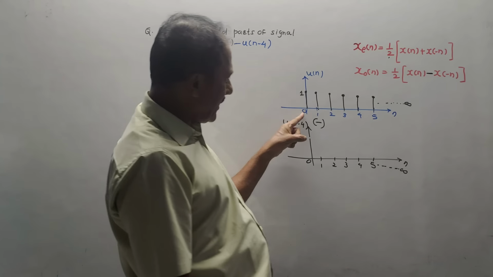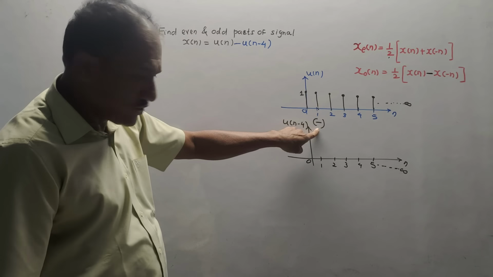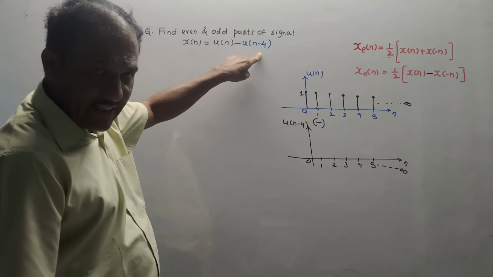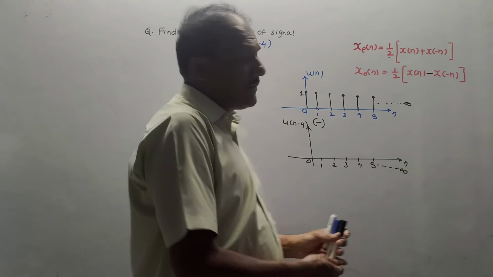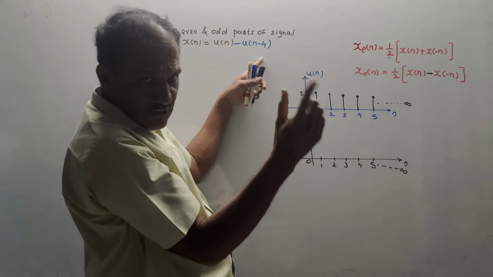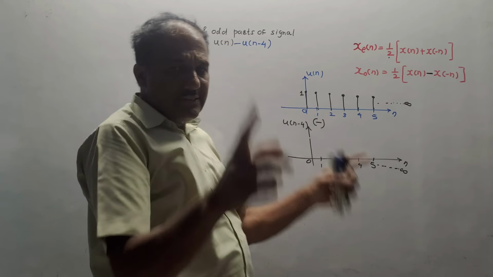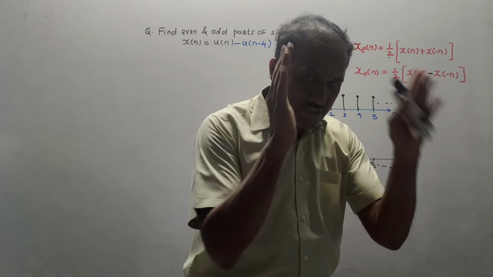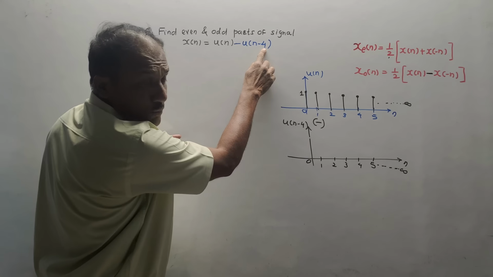It is unit step starting from 0 till infinity. Its amplitude is 1. Minus, that means I have to subtract another diagram. What's the another diagram? u of n minus 4. We just now discussed this thing. Check the signs inside the bracket. This is plus n minus 4. n minus 4 means plus n minus 4. So opposite sign is there. If inside the bracket opposite sign is there, shift the diagram towards right. By how many positions? By 4 positions.